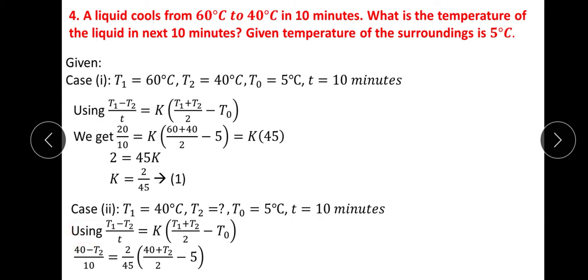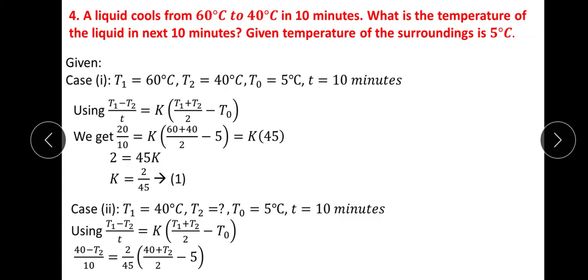Now using the same equation from Newton's law of cooling, (T1 minus T2) by t is equal to K into ((T1 plus T2) by 2 minus T0), and substitute the values. T1 is 40, T2 has to be calculated, and the time taken is again 10 minutes, so write this as 10 here. This is equal to the constant K, which is 2 by 45 from equation number 1. So 2 by 45 into ((40 plus T2) by 2 minus 5).